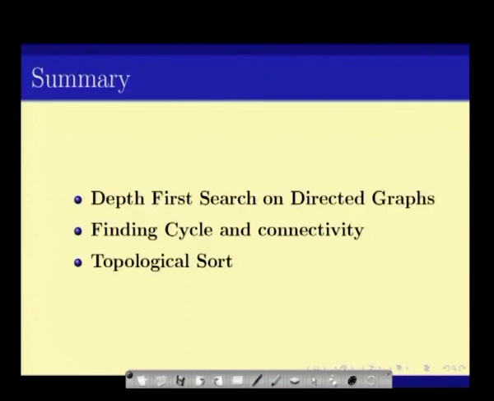So, this brings us to the end of this lecture. We have seen the depth first search for directed graphs, then we looked at how to find cycles in a directed graph and connectivity, and then finally, we saw the applications of DFS for topological sort. We will come back next lecture with a new algorithm for finding a spanning tree. Thank you.